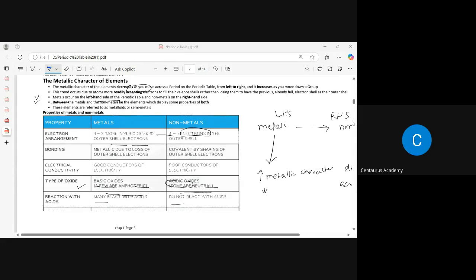And you said that the number of electrons in the outer shell also increases as we go down the group? No, not down the group. The number of shells increases as we go down the group. Yeah, the number of electron shells increases as we go down the group.